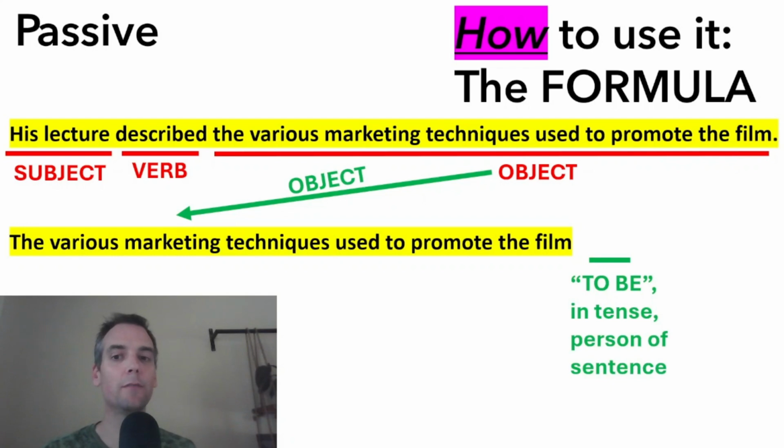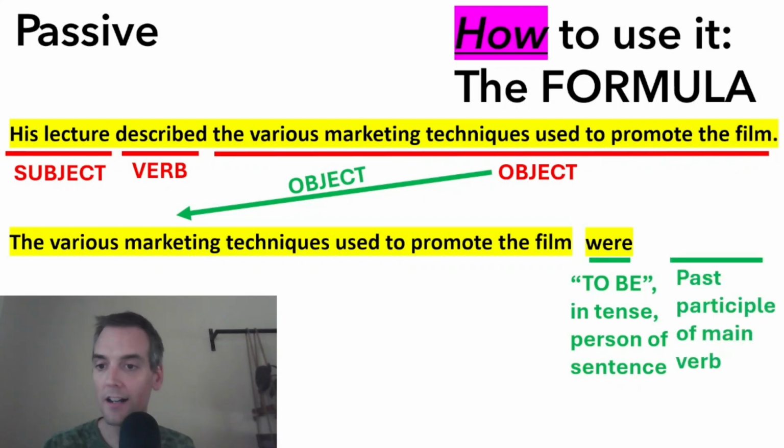Then we're going to need the verb to be. It's always to be in a passive sentence. Try and give me a passive sentence without to be. Doesn't exist. Where you need to be a bit careful is using it in the correct tense and the correct person. We get that information from our first sentence. So because we are describing marketing techniques, plural, and his lecture described them in the past tense, the plural past of to be is were. The marketing techniques were.